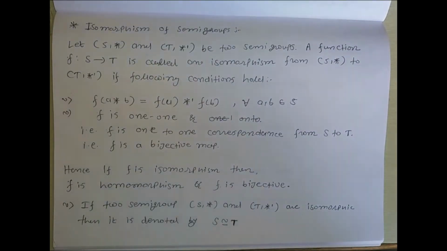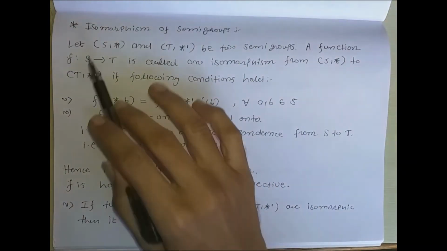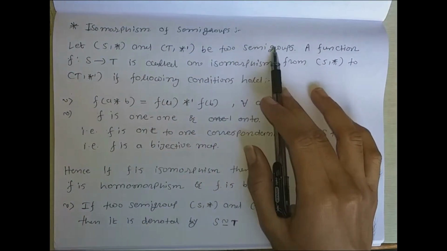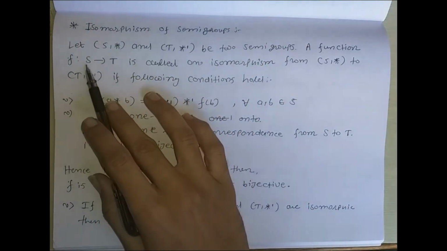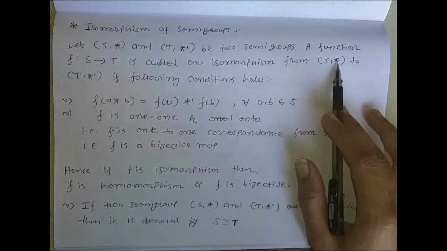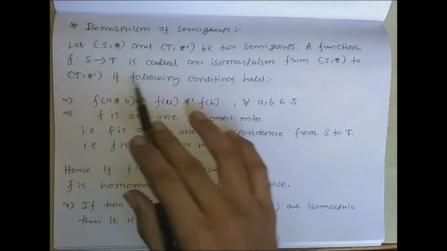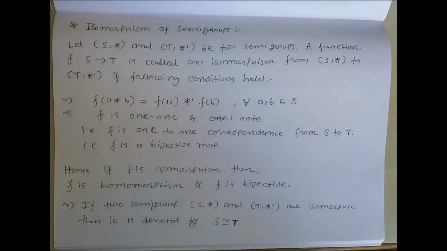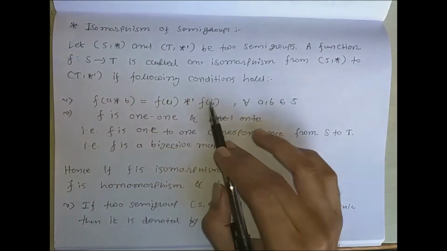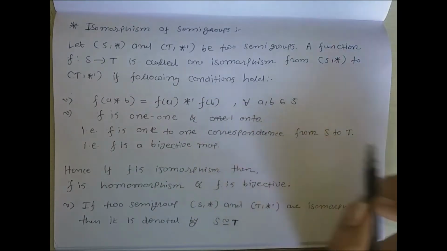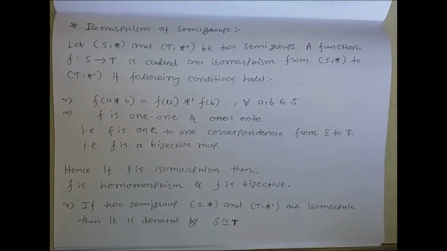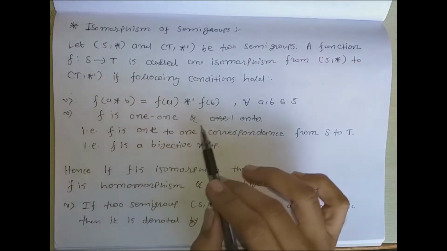Now the isomorphism of semigroup. Let (S, *) and (T, *') be two semigroups. A function f from S to T is called an isomorphism from (S, *) to (T, *') if the following conditions hold. What is the condition? f(a * b) is equal to f(a) *' f(b) for all a, b belonging to S. That is the same as in the homomorphism. And the second one is f is 1-1 and onto.